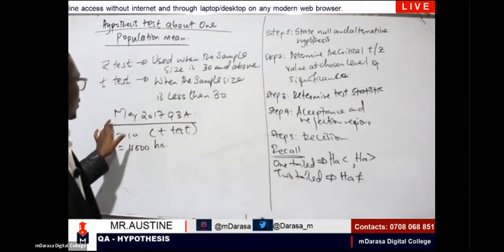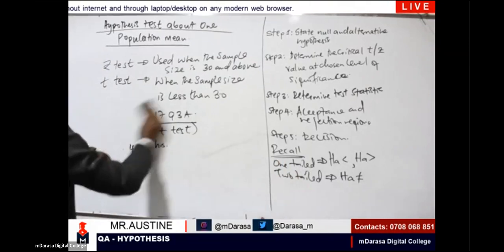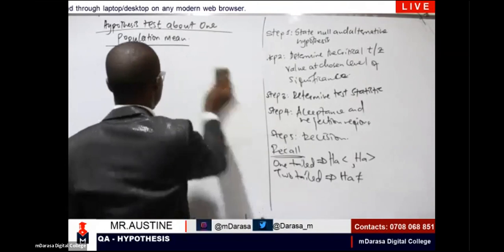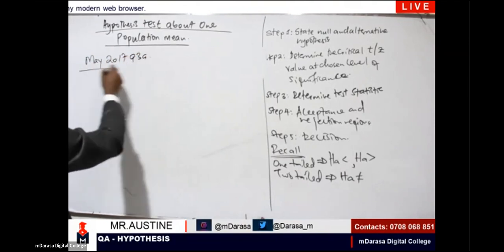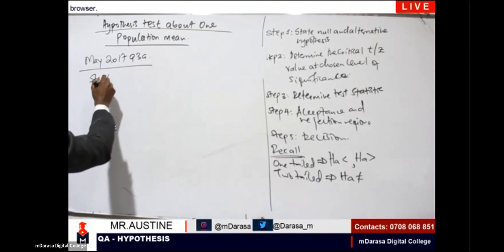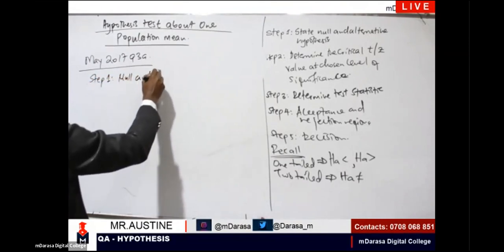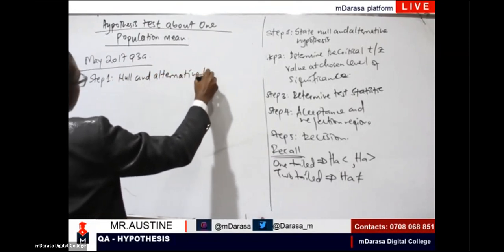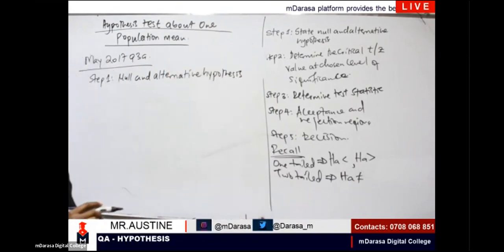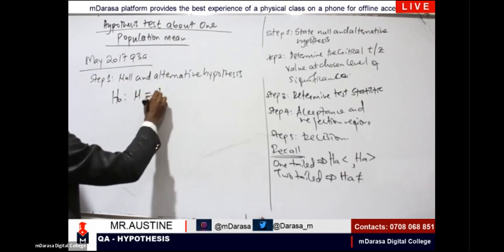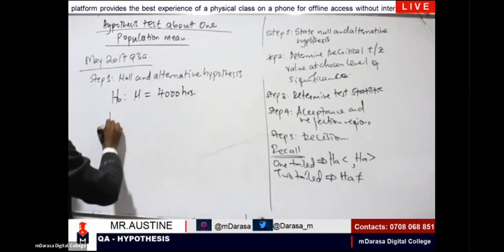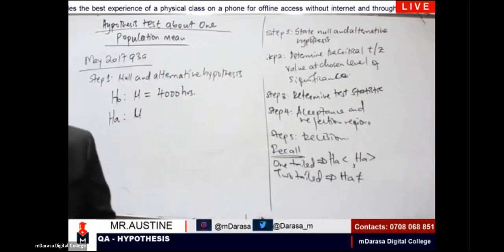So let's go to the question, May 2017, question number 3, part A. Let's start with step 1, the null and alternative hypothesis. We've been told that the hypothetical mean of the lifetime of electric bulbs is 4,000 hours. So we are going to say that H0, the null hypothesis, is that the mean is 4,000 hours.